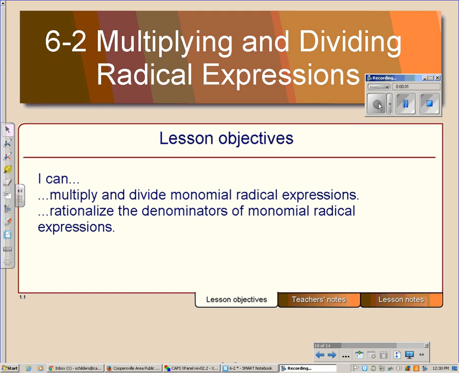This is lesson 6.2, part 2. In this second part, we're going to learn how to divide radical expressions, and we'll also learn how to rationalize the denominator.